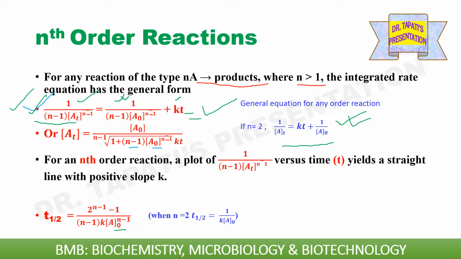Or if you put n is equal to 2 in the t half equation, you will get, in case of second order reaction, t half is equal to 1 by k into [A0]. You have to put n is equal to 2 in the t half equation, and finally you will get t half is equal to 1 by k into [A0] in case of second order reaction.